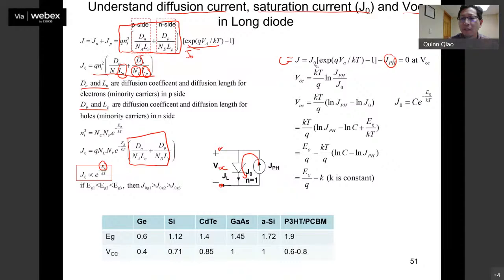That's how you get GIAN times exponential equal to what? JPH. Then move GIAN to the right side and take a log on both sides. That's QVA over KT equal to what? Log JPH over GIAN, right? And then you divide by what? Divide by KT over Q. Because Q over KT times VA, you divide by Q over KT. That's KT over Q on the right side. That's what you get here.